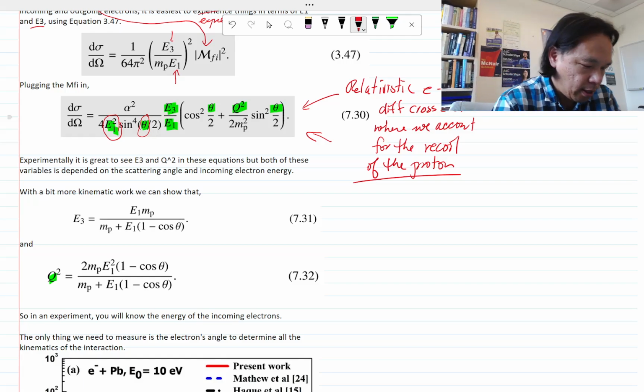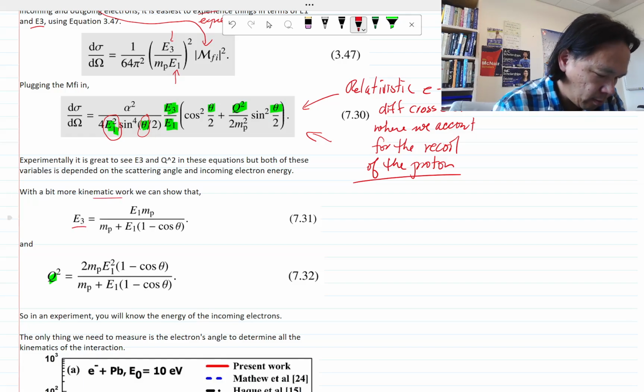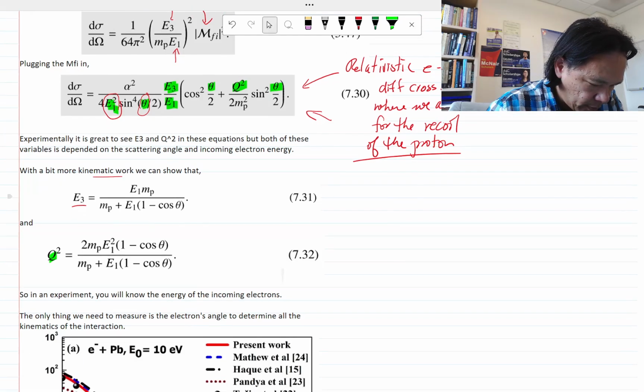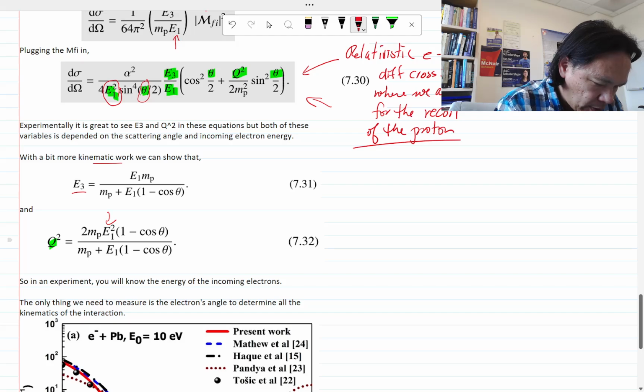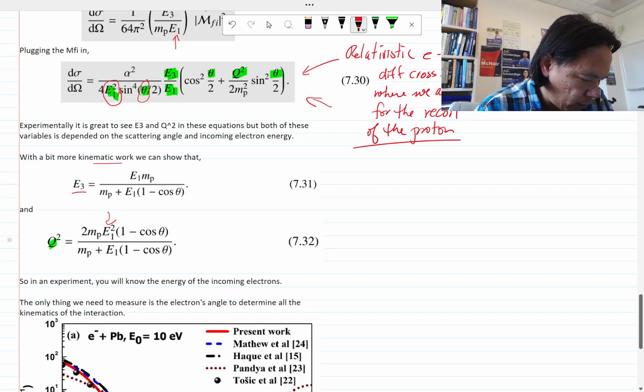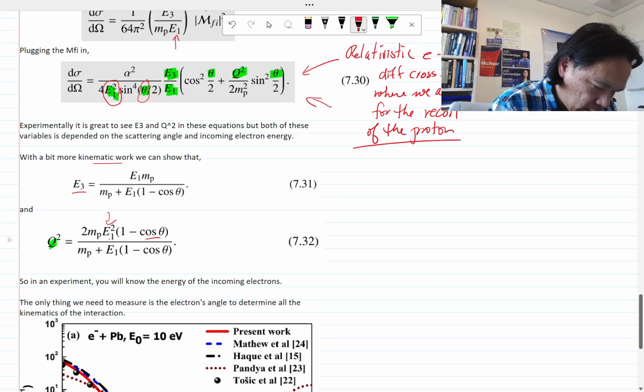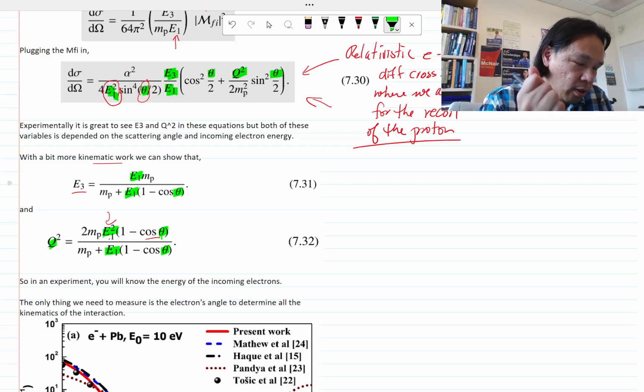Because for E3, we can do a little bit more algebra to show this. E3 is equal to E1 times the mass of the proton, divided by the mass of the proton plus E1 times 1 minus cosine theta. And Q square can be similarly solved for in terms of E1 and theta. You notice that this depends on theta and E1. E3 also depends on E1 and theta. So once you measure theta and E1, then you know everything about the cross section.